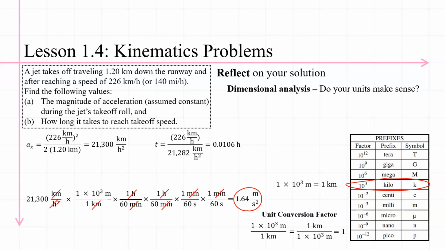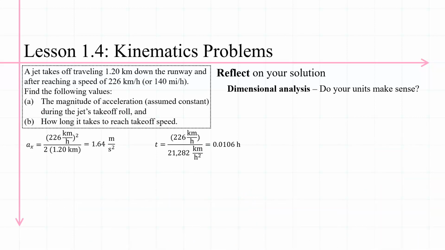And again, I'm asking that question. Is this a reasonable response? Yes, it seems to be. Okay, now let's look at our time value. What is 0.0106 hours in seconds? Well, I'm going to need to multiply by some conversion factors. Can I use the same conversion factors that I used before? 1 hour is 60 minutes, so 1 hour divided by 60 minutes.